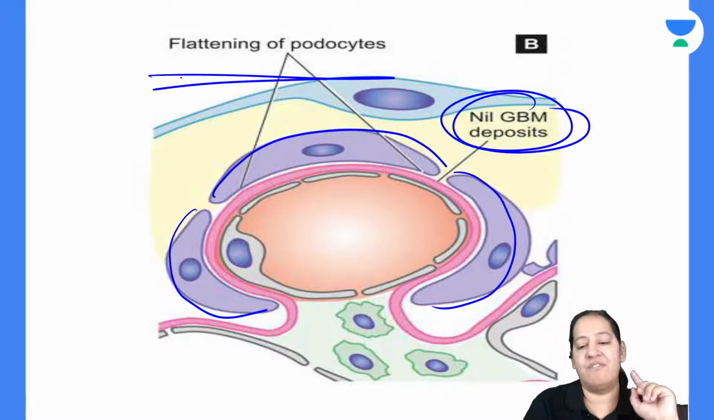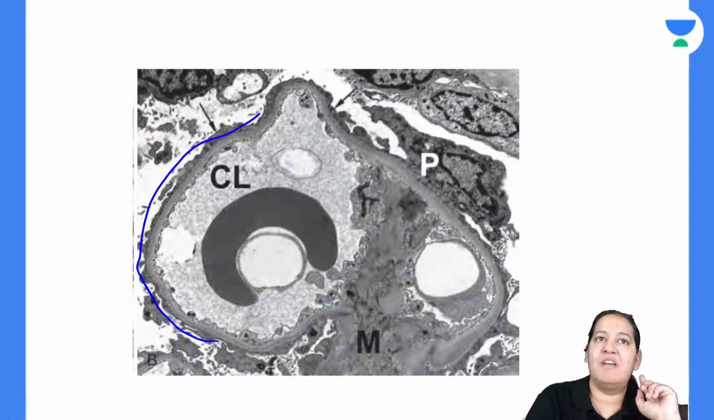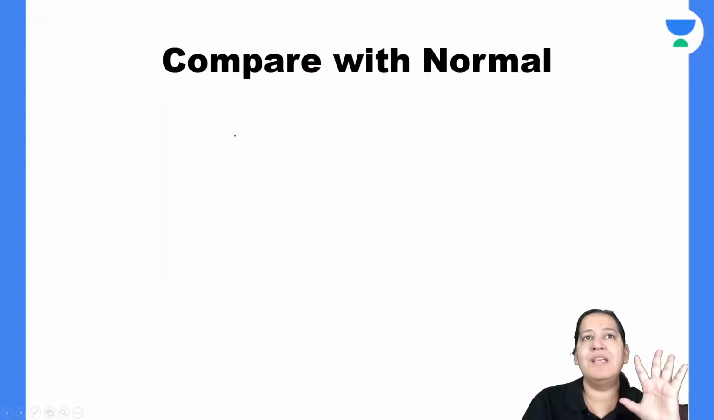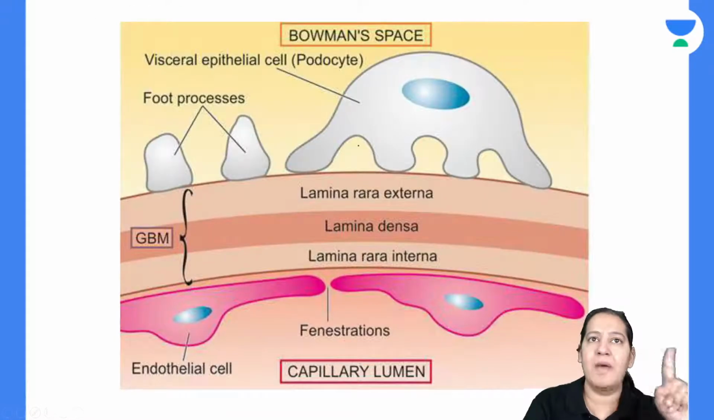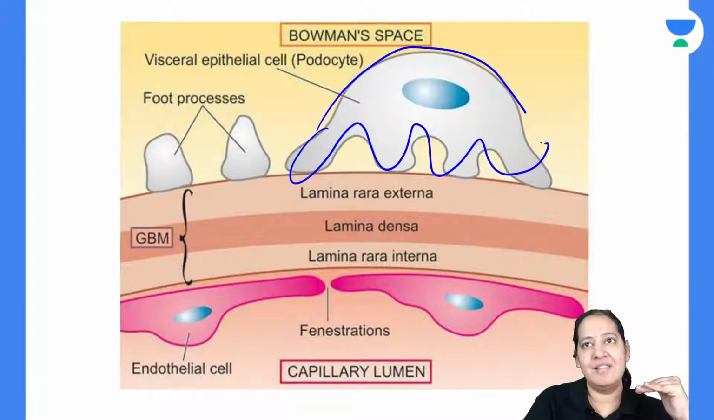Flattening of the podocyte is a feature on electron microscopy. Please appreciate the flatness here. Please appreciate the flatness. It is flattened. Please appreciate the flatness. Right? And you can compare. This is normal. Can you see the normal? And here it is flattened. In this disease, it is flattened.